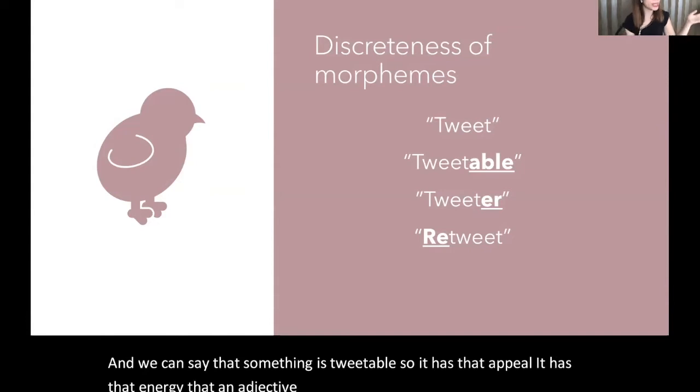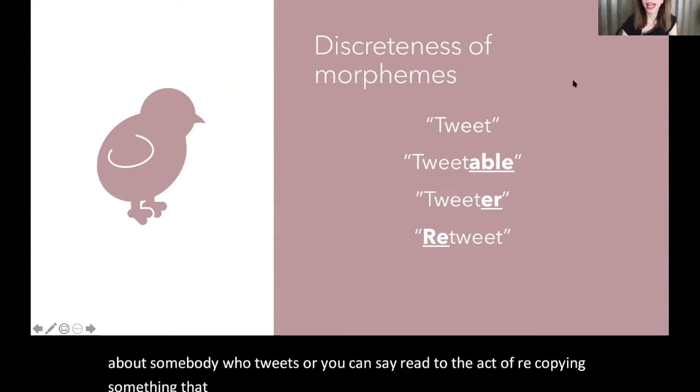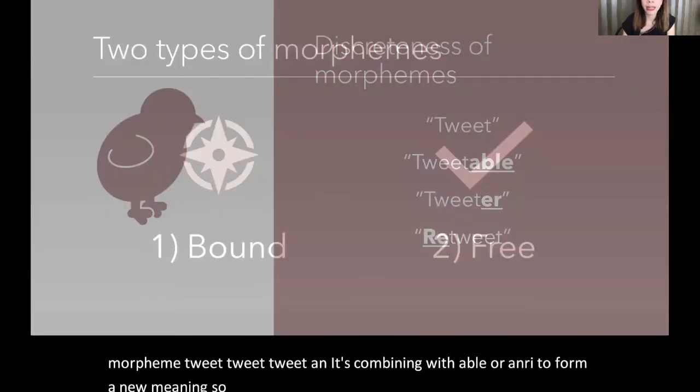We can say tweeter to talk about somebody who tweets, or we can say retweet for the act of recopying something that somebody else said. So in this case, we have the same base morpheme, tweet, combining with able, and re, to form a new meaning. So we have this capacity of discreteness.